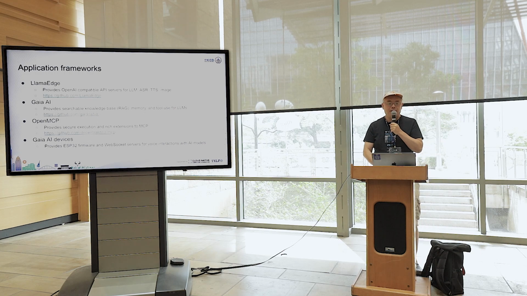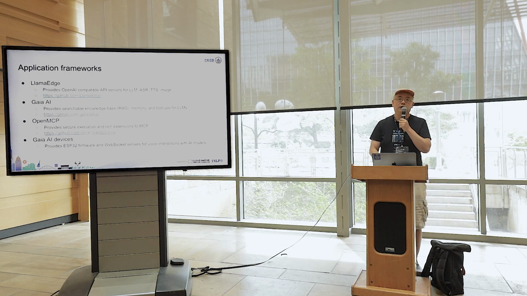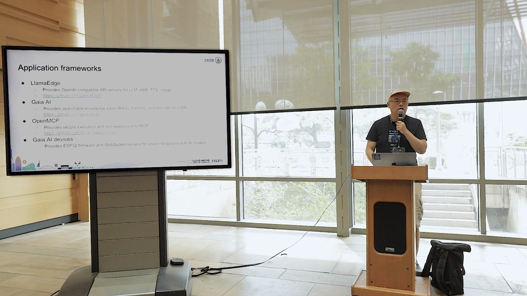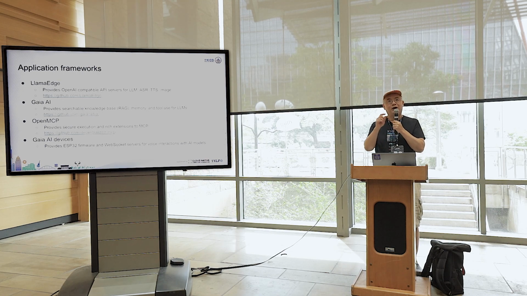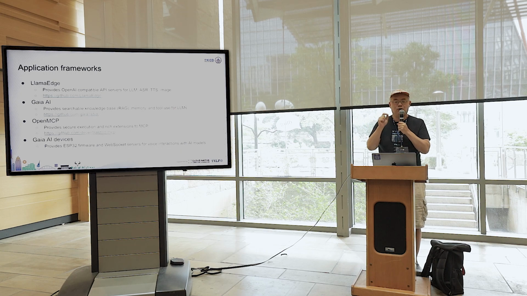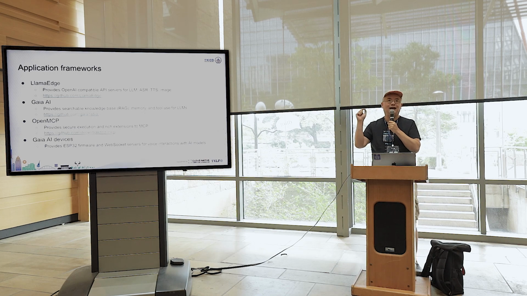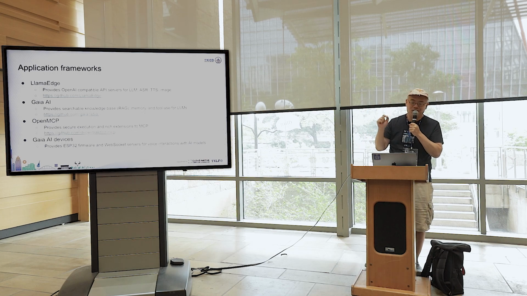There are multiple application frameworks built in our community, the WasmEdge community, using Wasm. There's LlamaEdge, which provides OpenAI compatible API servers. It's written in Rust, so it provides API servers that are fully compatible with OpenAI, so you can use LlamaEdge as a drop-in replacement for OpenAI. Just change api.openai.com to localhost 8080. Then all your applications should go, right?